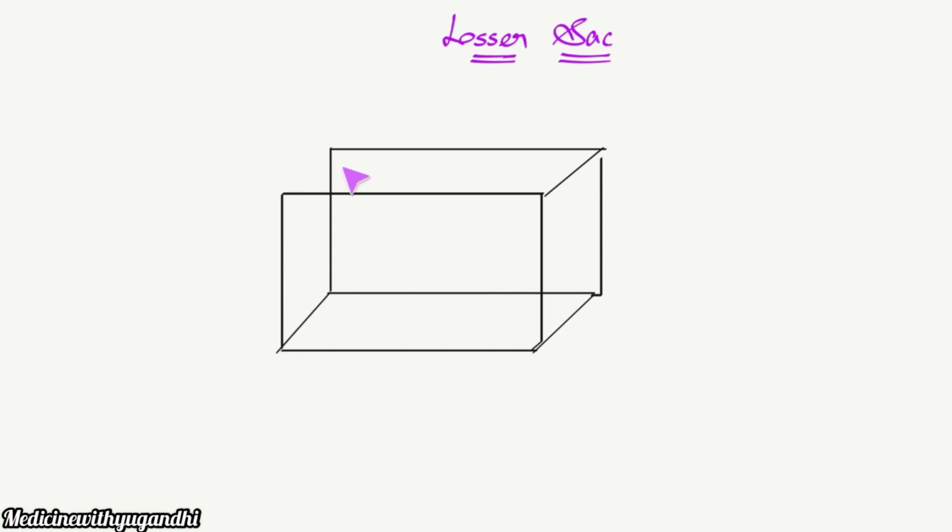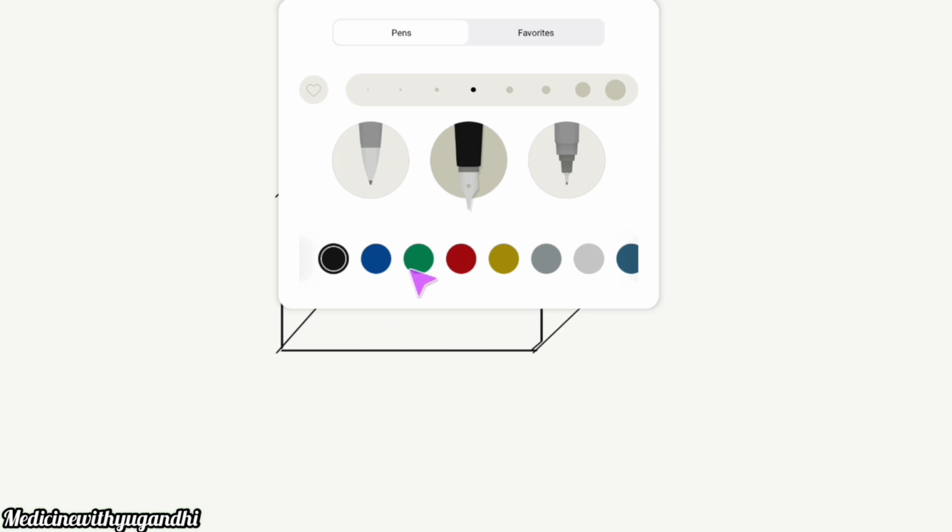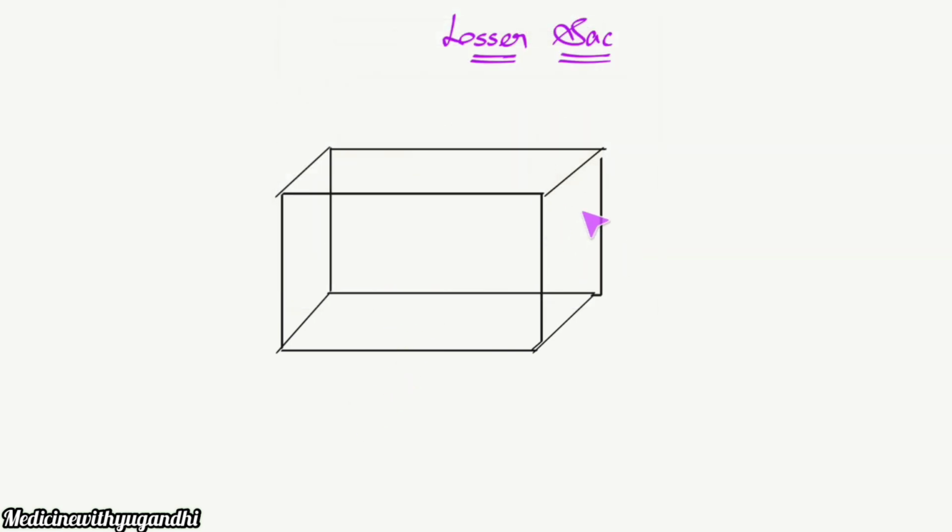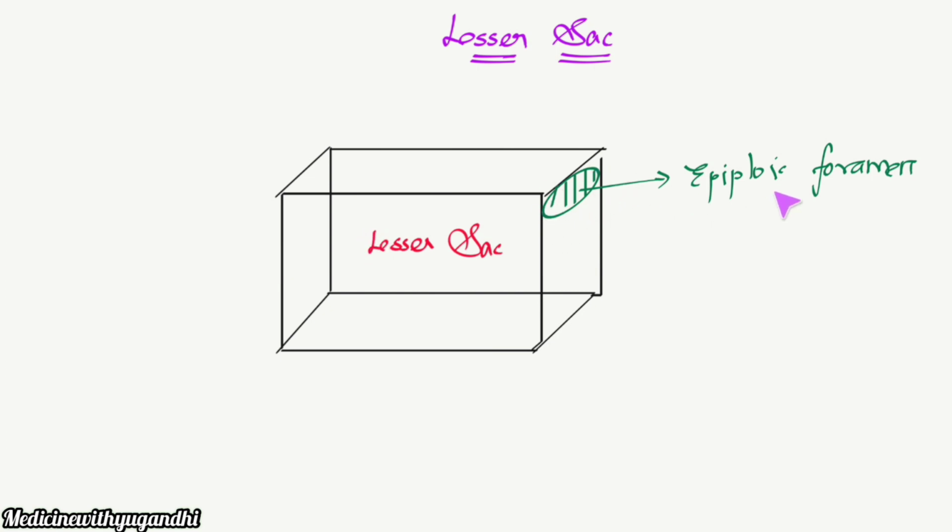If you consider this as the lesser sac, on the upper portion of the right side of the lesser sac, you could see a gap here. This gap is called the epiploic foramen, through which the lesser sac communicates with the greater sac. Let us now see the boundaries of the lesser sac.